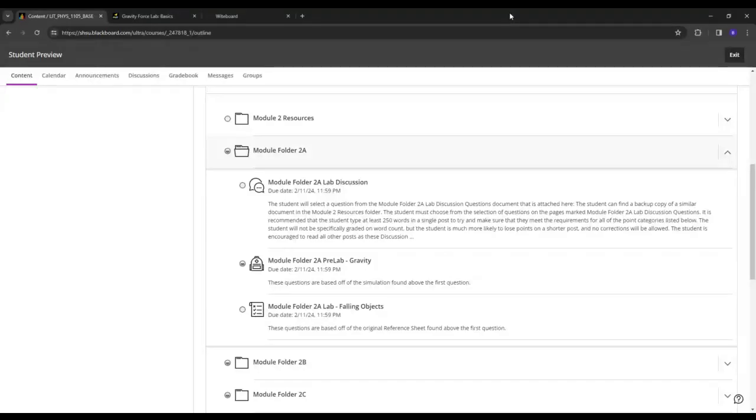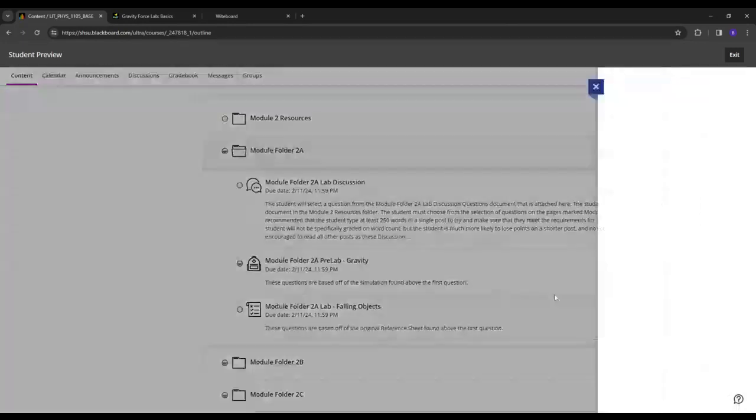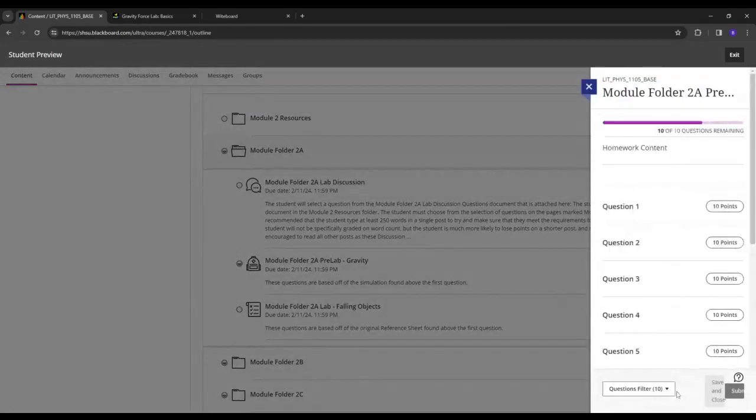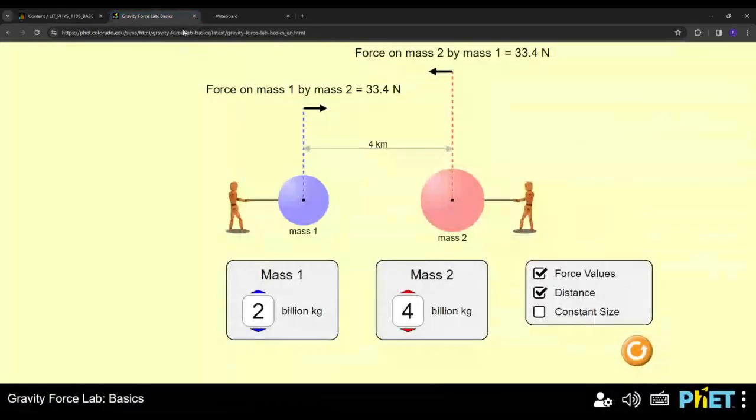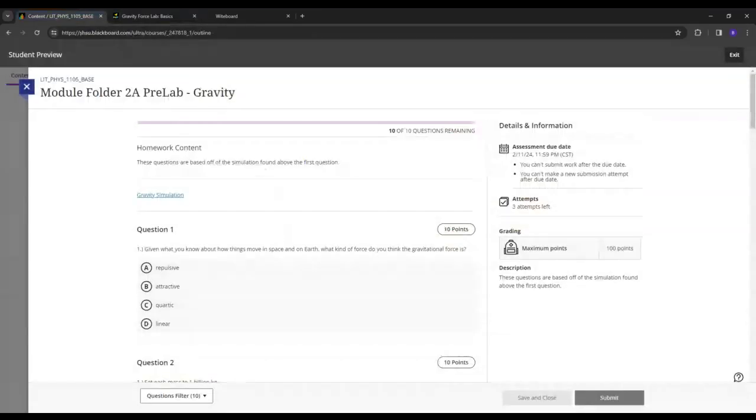All right, let's go ahead and look at some of the information necessary to complete the module folder 2A pre-lab. So this one's over gravity, gravitational forces. Like the other ones, we do have a simulation, so I've opened that up in another tab so it isn't slow. And we're going to use that and some other common sense and small formulas to figure out some answers.